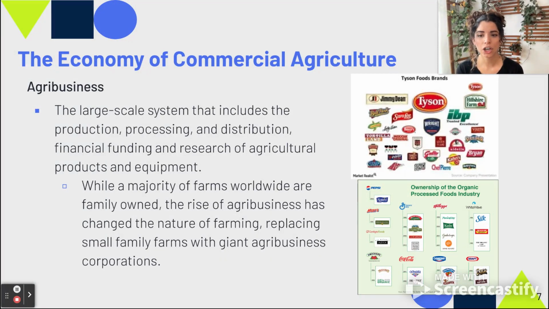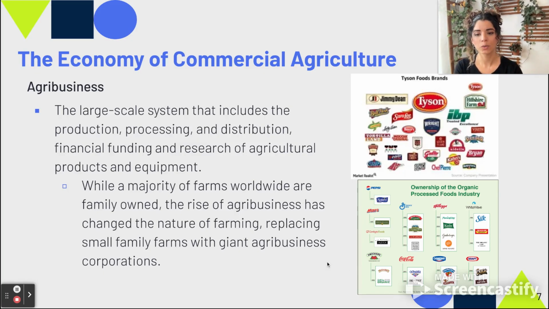This is a large-scale system that includes the production, processing, distribution, financial funding, and research of agricultural products and equipment. So just keep in mind, guys, agriculture is such a huge business and there are so many different elements to it. I think that's part of the reason why I started to really enjoy this unit: you start to see something you don't really think about, all the business that's behind our agriculture.